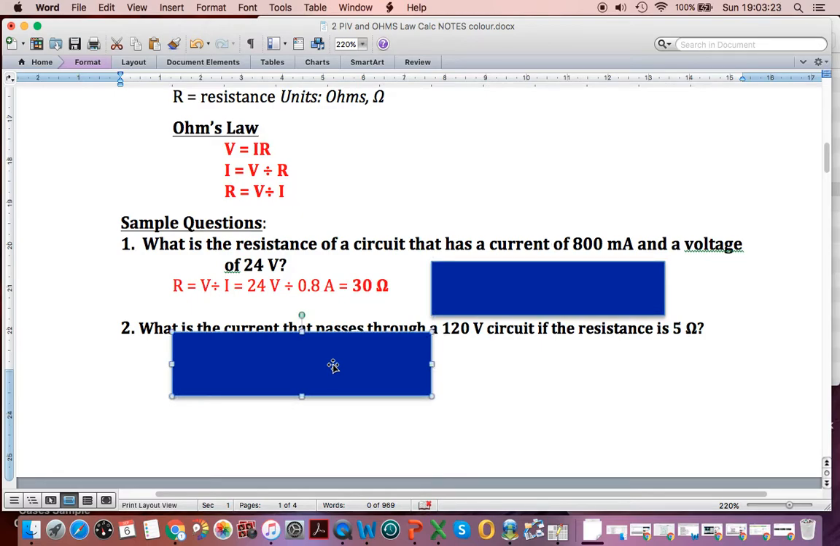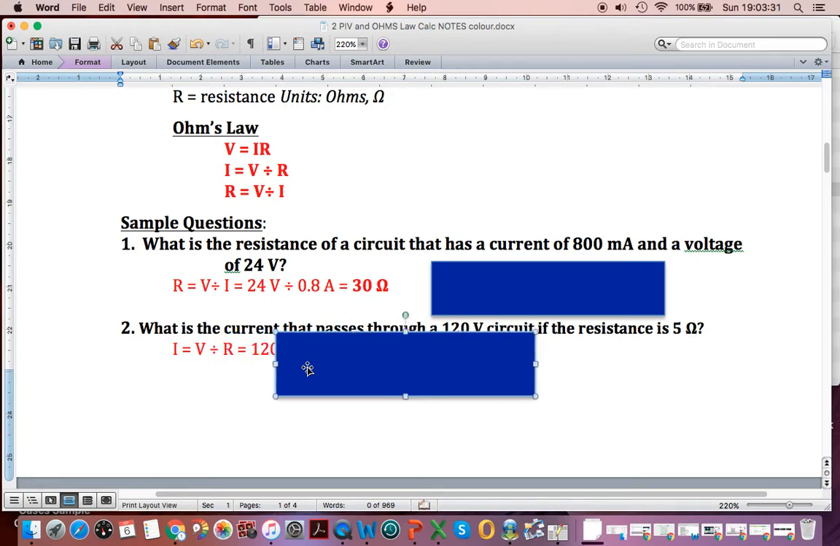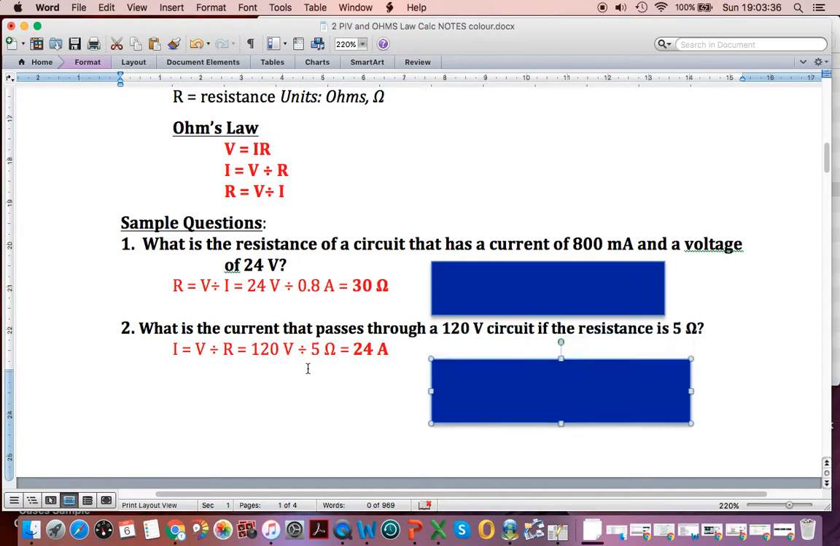Next one was the current that passes through a 120 volt circuit if the resistance is 5 ohms. So it says, what is the current? I equals V divided by R. So we're going to write that formula down. We're going to plug in our numbers. Didn't have to do any converting. And our units come out in 24 amps.